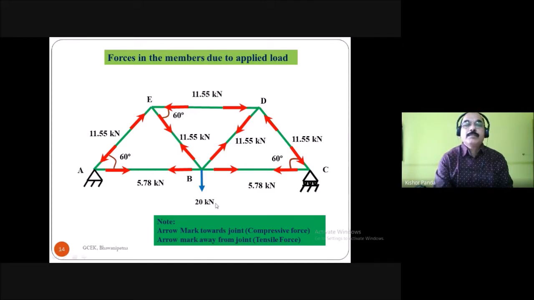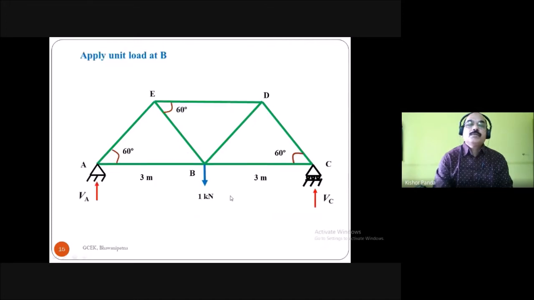What is your next step? You have to apply unit load at point B. Then by considering this unit load, you have to find out what is the reaction at both ends. Then you have to find out what are the forces in the member. This is the step. This is the process. So next you have to apply unit load at the point B.